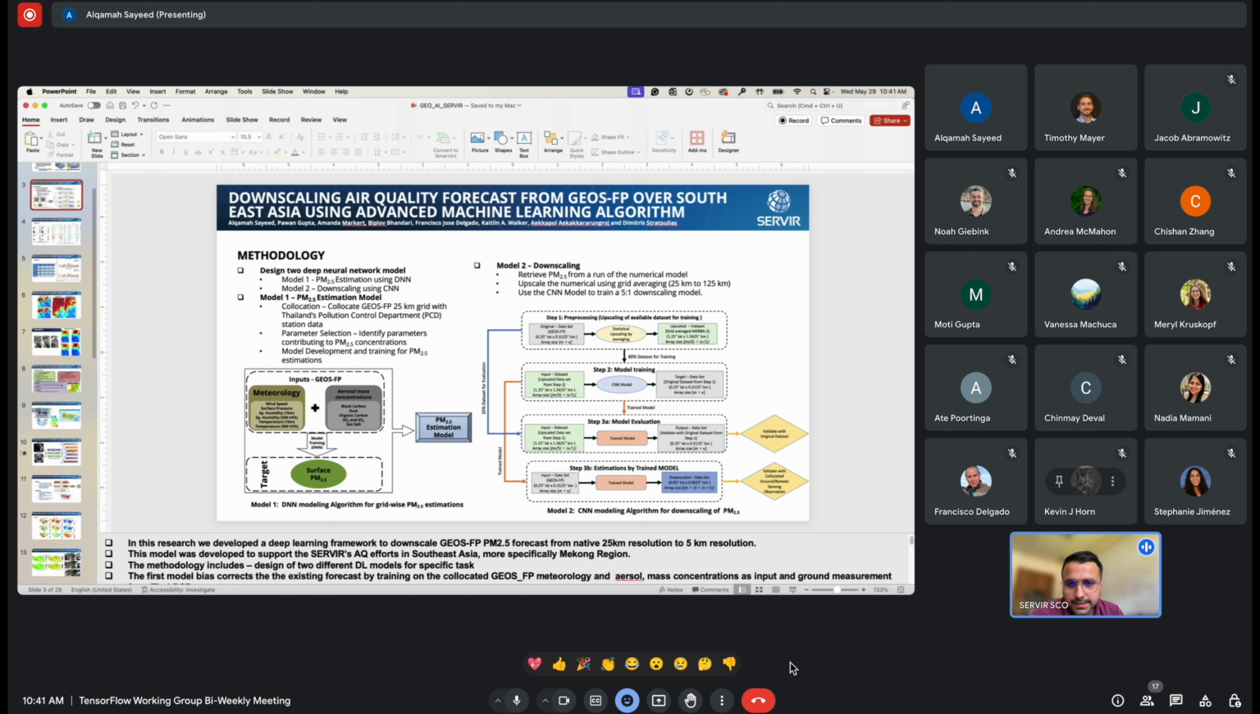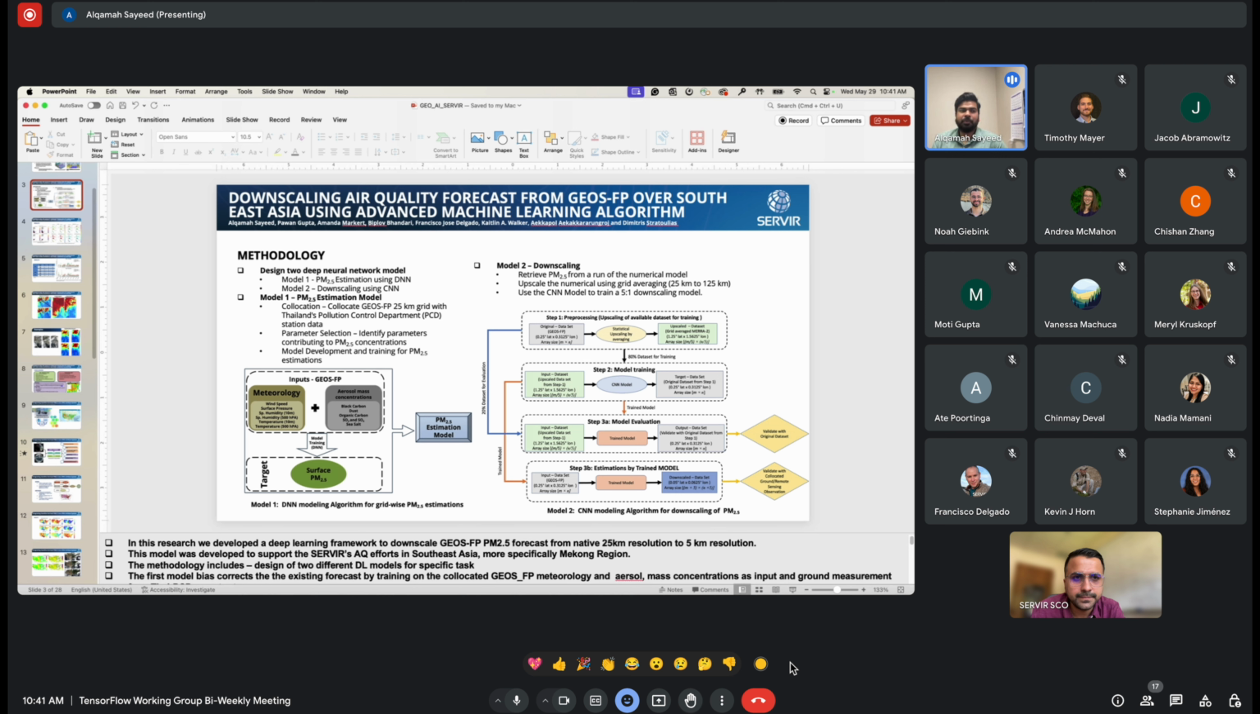Alqamah, great presentation. For this downscaling, I know we worked mostly on the spatial resolution, but there's also the temporal component that we haven't really looked into. So do you think using some of the algorithms that also take time into consideration would be useful or helpful?